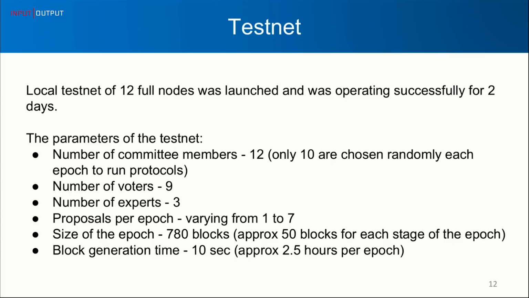We did some testing of our Treasury Coin prototype. During the test, we were able to launch a local testnet with 12 full nodes that worked successfully for several days. There were 9 voters, 3 experts, and all nodes were registered as committee members. But the committee itself was set to be 10 members, so there was an election of 10 members out of 12 each epoch. Different numbers of proposals were submitted each epoch. The size of the epoch was 780 blocks with 10 seconds block generation time.